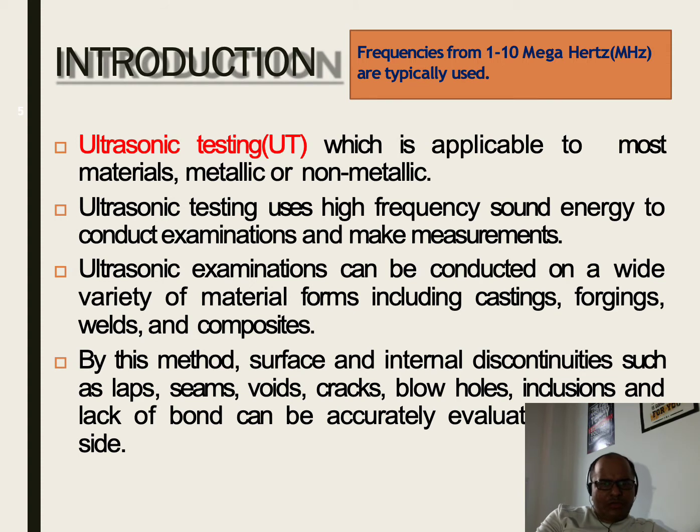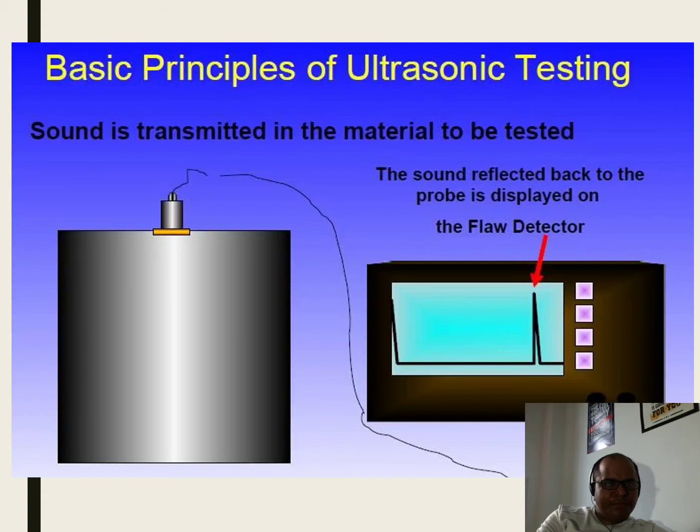So, an introduction to UT, which is applicable to most materials, metallic and non-metallic. Ultrasonic testing uses high frequency sound energy to conduct examination and make measurements. Ultrasonic examinations can be conducted on a wide variety of material forms, including castings, forgings, welds and composites. In this method, surface and internal discontinuities such as laps, seams, voids, cracks, blowholes, inclusions and lack of bonds can be accurately evaluated.